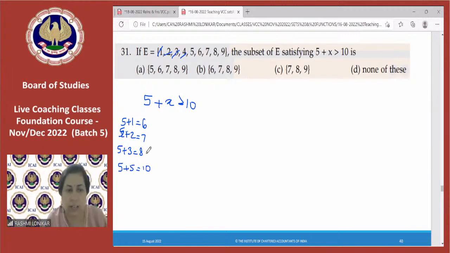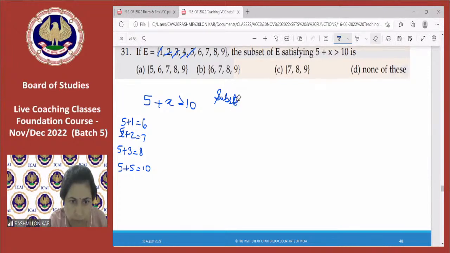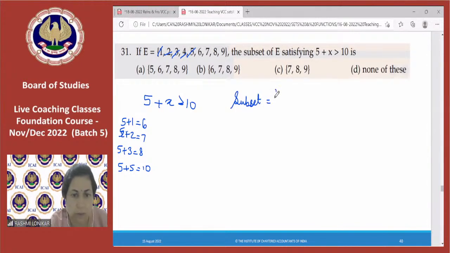Now, coming to 5 plus 5. 5 plus 5 is 10. So, is it greater than 10? No, it is equal to 10. It is not greater than 10. So, we will not even take 5. Now, 6 plus 5 is 11. So, our required subset will be equal to 6, because 6 plus 5 is 11, which is greater than 10. Then 7, because 7 plus 5 is 12, which is greater than 10. 8 plus 5 is 13, which is greater than 10. And 9 plus 5 is 14, which is greater than 10. So this will be your required subset and then we will click this as the correct answer.